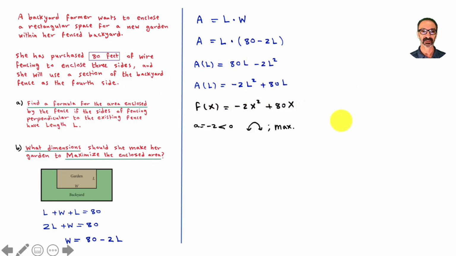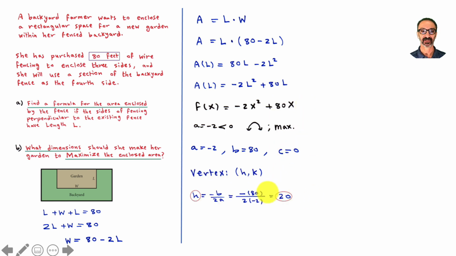Let's save you some time and move on. I have the notes ready for you to finish the problem. A equals -2, so it opens down and we have a maximum. B is 80 and C is 0. The vertex is h and k, which, in this case, is not written in vertex form. We're going to use minus b over 2a to find the h component. Minus 80 over twice a. Simplify, you get 20.